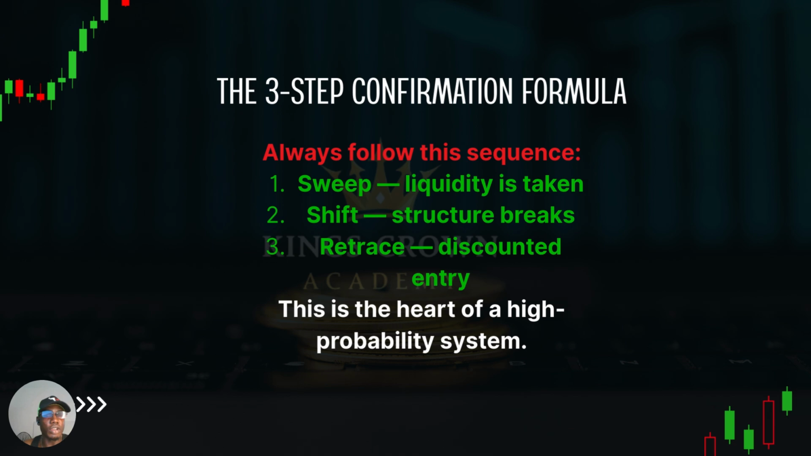Again, like I'm trying to explain, these are the three-step confirmation formula you always apply: a sweep, a shift, a retracement. A sweep, that's where the liquidity is taken. A shift, that's where the break of structure happens. A retracement, that's where the discount is given. That is the heart of a high probability setup. These are the three confirmation formula you must apply. I'm trying to help you build a system.